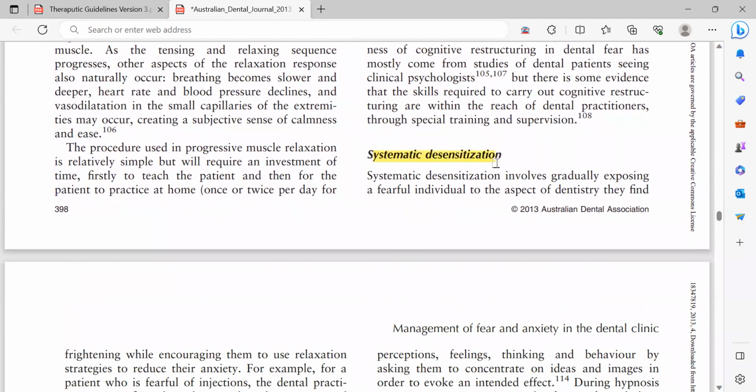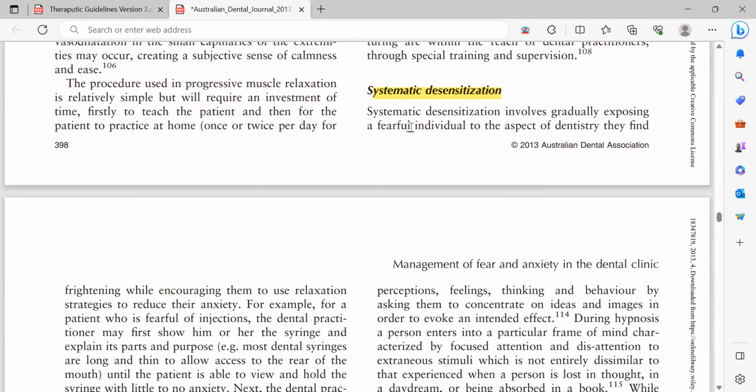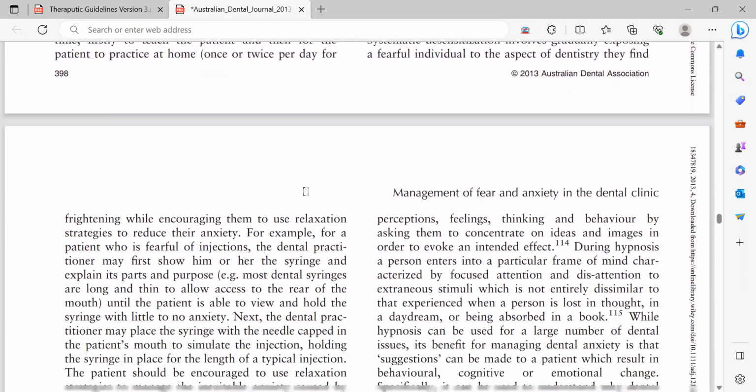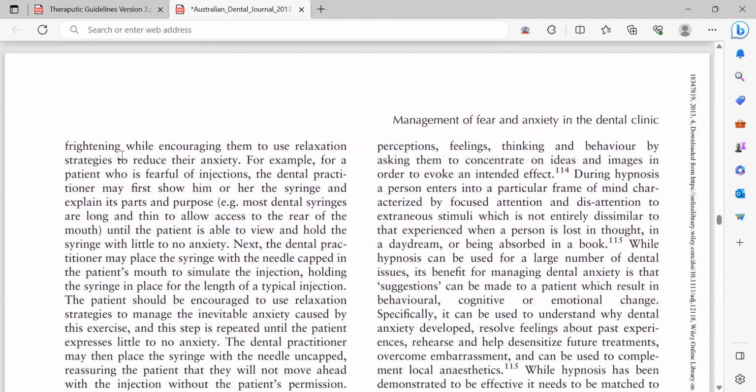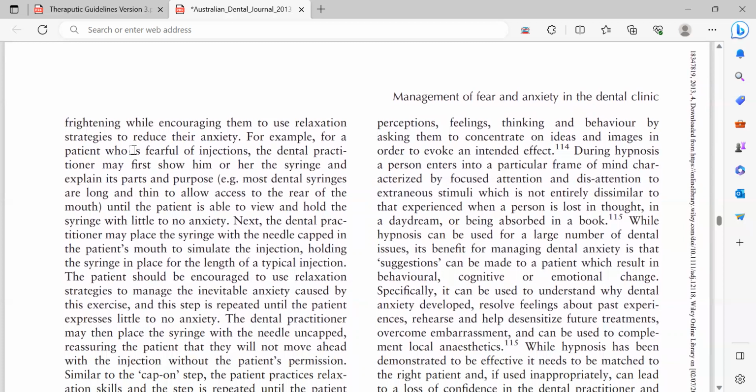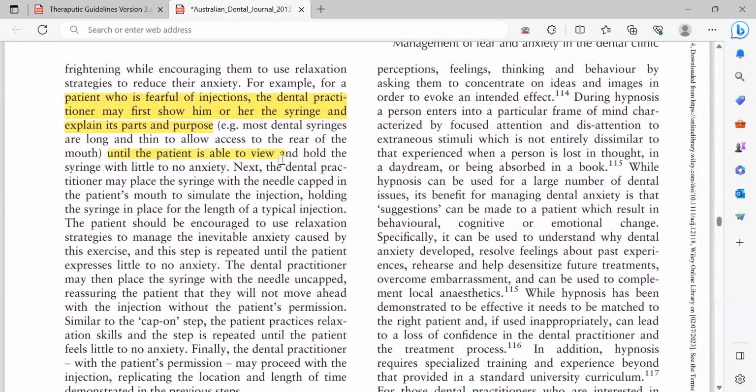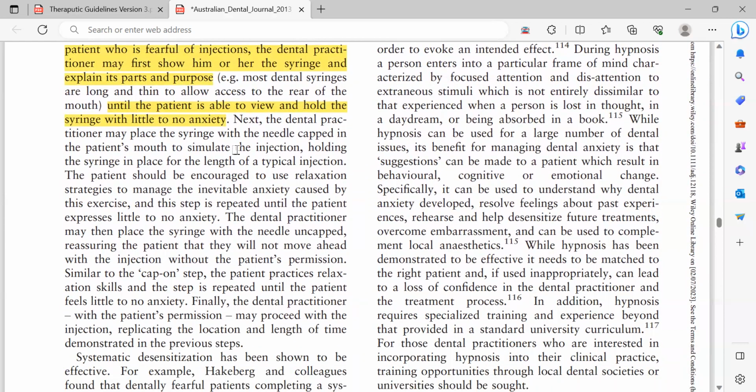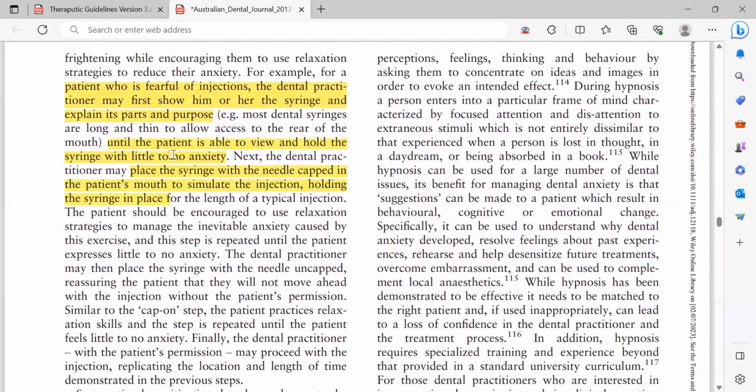And then systematic desensitization. It involves gradually exposing a fearful individual to the aspect of dentistry they find frightening while encouraging them to use relaxation strategies. For example, for a patient who is fearful of injection, the dental practitioner may first show him or her the syringe and explain its parts and purpose, until the patient is able to view and hold the syringe with little to no anxiety. Next, the dental practitioner may place the syringe with the needle capped in the patient's mouth to simulate the injection. So you just need to expose your patient step by step, you cannot give them a needle directly. You need to take smaller steps to reduce their anxiety.